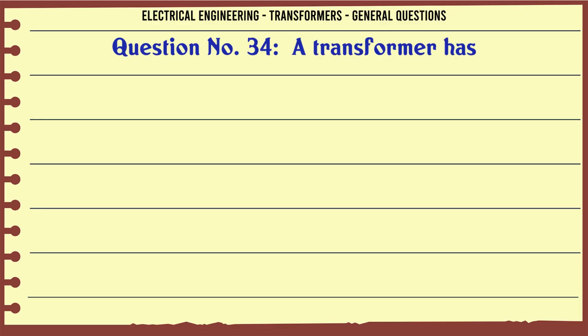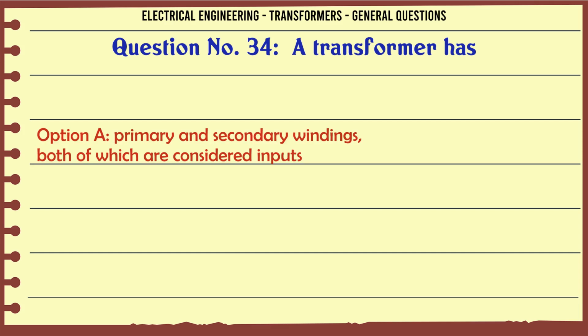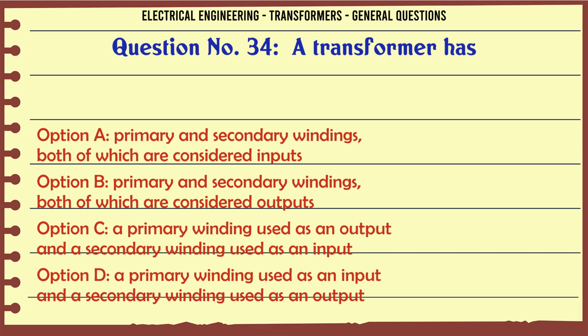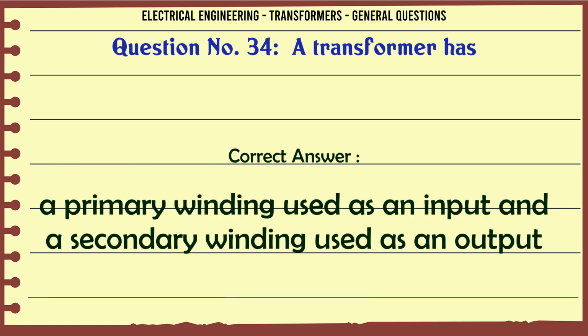A transformer has A. primary and secondary windings, both of which are considered inputs, B. primary and secondary windings, both of which are considered outputs, C. a primary winding used as an output and a secondary winding used as an input, D. a primary winding used as an input and a secondary winding used as an output. The correct answer is a primary winding used as an input and a secondary winding used as an output.